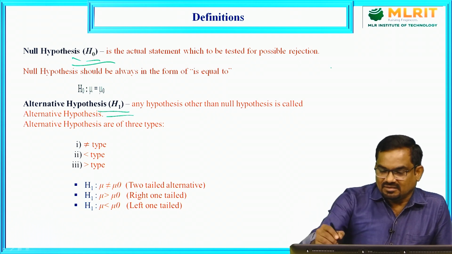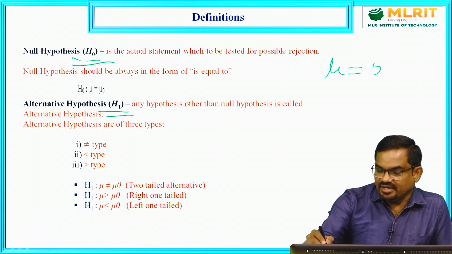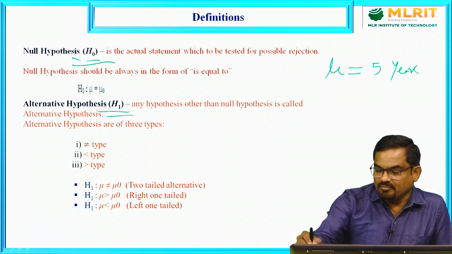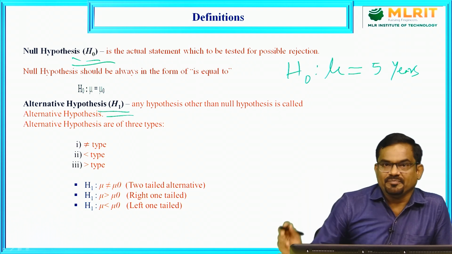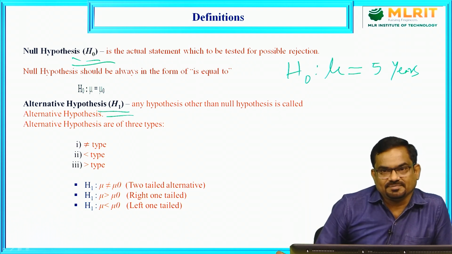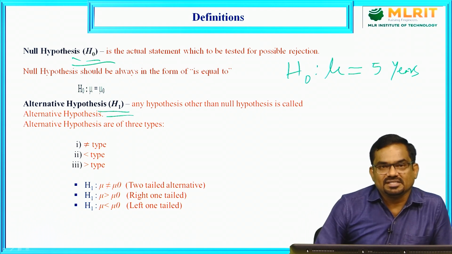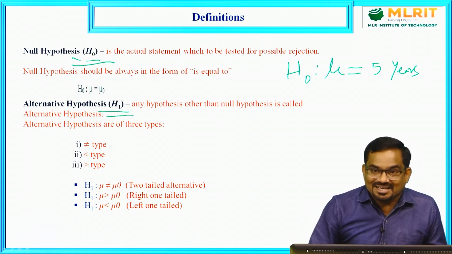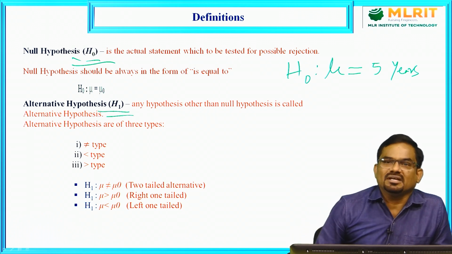For example, a company claims that on an average his product works for 5 years. So, mu equal to 5. This is the null hypothesis H0. H0 is mu equal to 5 years. So, the actual statement which is to be tested for possible rejection. Here, always we try to reject the claim given by the manufacturer.